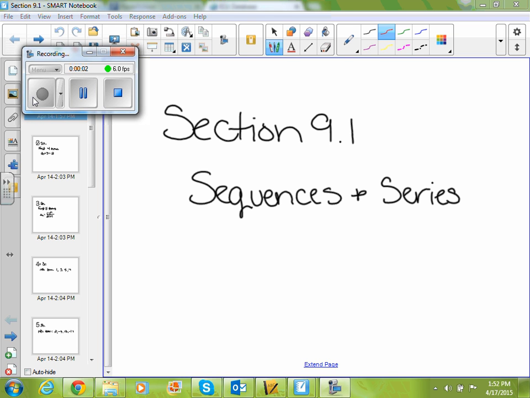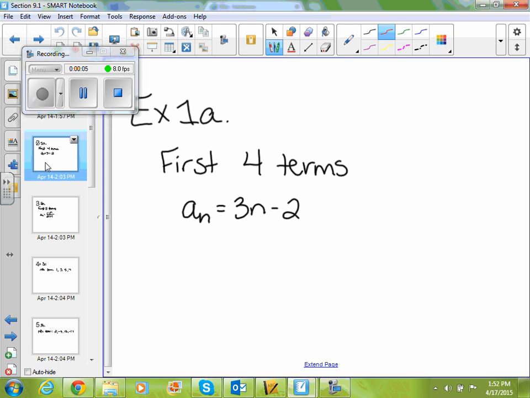Okay, so if we look at section 9.1, sequences and series, if I look at example 1, I'm asked to find my first 4 terms of the sequence a sub n equals 3n minus 2. To find your first 4 terms, you're just going to plug in the numbers 1 through 4 into your equation. So if I go to find my first term, if I plug in 1, then I get 3 times 1 minus 2. 3 times 1 is 3, 3 minus 2 is 1. So my first term is 1.